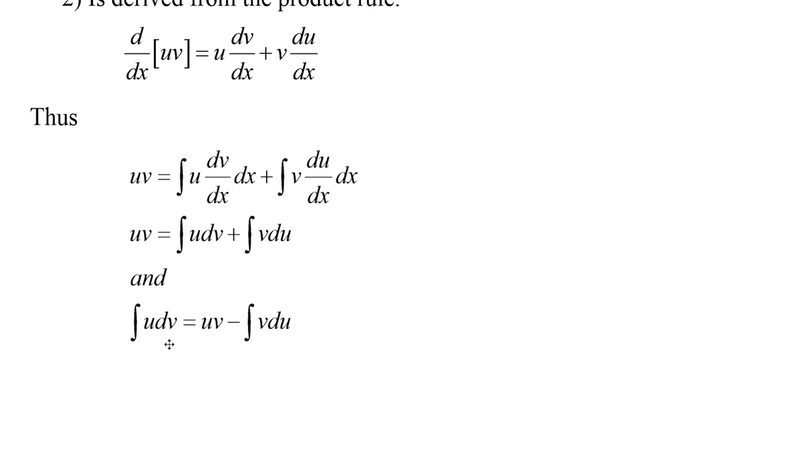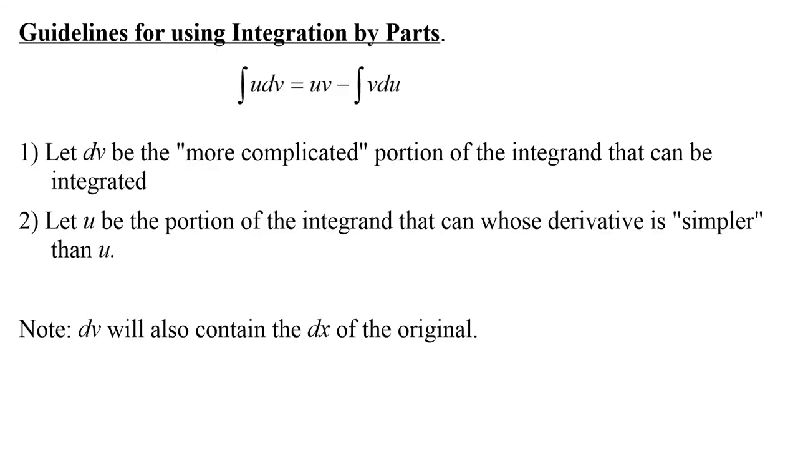All right, so let's move on. Guidelines for using integration by parts, and this is what's really important here. When you are trying to make a decision on how to integrate by parts, you say, all right, let dv be the more complicated portion of the integrand that can be integrated. So you're looking for something that you can integrate. Let u be the portion of the integrand whose derivative is simpler than u. So when you take the derivative of u, you want something that's going to be simpler than the original one.